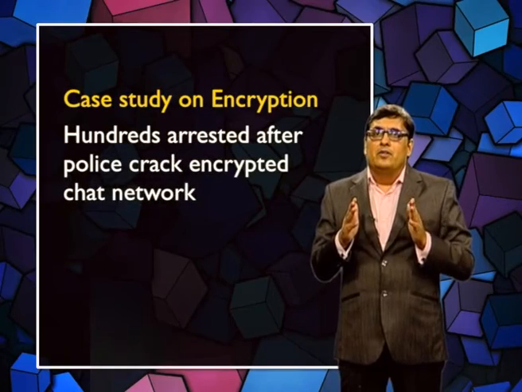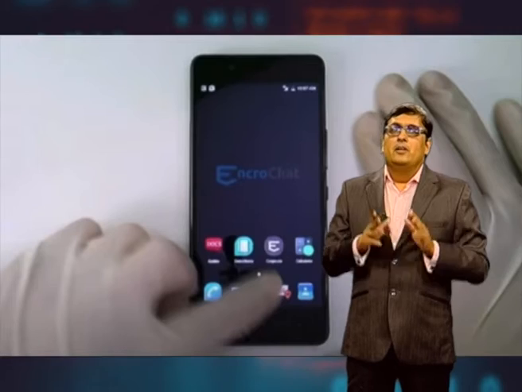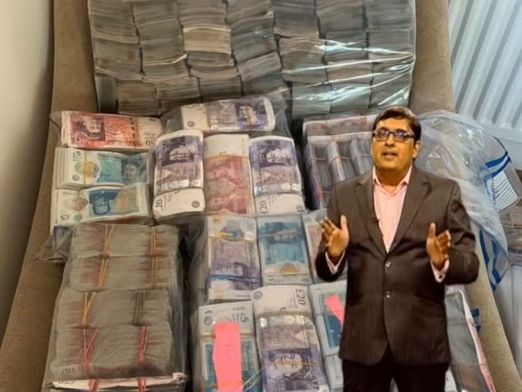Case study on encryption: hundreds arrested after police crack encrypted chat network. European police infiltrate EncroChat, go on to track down crime kingpins and seize guns, drugs, cars and millions in cash. Law enforcement agencies in Europe recently cracked an instant messaging system used by organized crime, and the ensuing police operation ultimately led to the arrest of more than 800 suspected criminals, mostly in the United Kingdom. The service, dubbed EncroChat, was used by 60,000 people worldwide to manage their criminal enterprises.